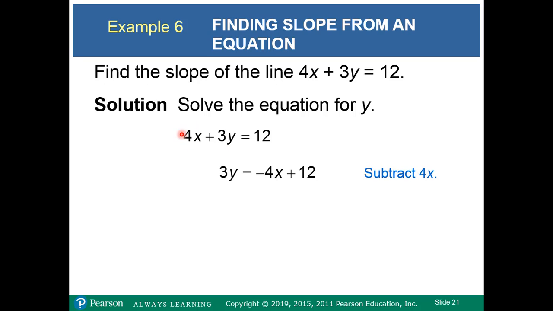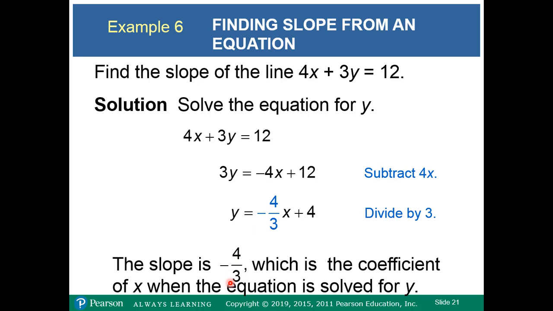Okay, so we want to subtract 4x from both sides. So we get -4x over here. Then we're going to divide by 3, and we get y equals -4/3 x plus 4. Notice the form over here. Notice it's a linear form, ax plus b. Well, this here is m. So what we called a is actually m, which is the slope. So this tells us the slope is -4/3.